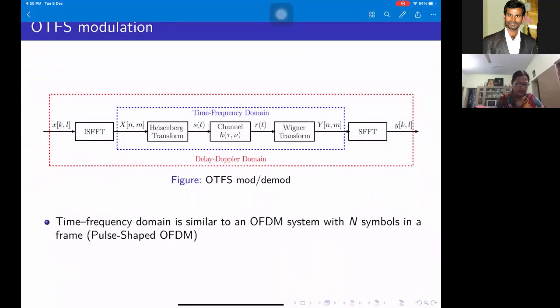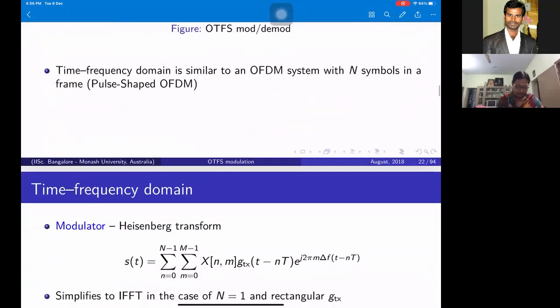We use the Heisenberg transform and Wigner transform to convert this time-frequency domain into a delay-Doppler domain. Before and after that, we use different transforms. SFFT and ISFFT transforms we use.